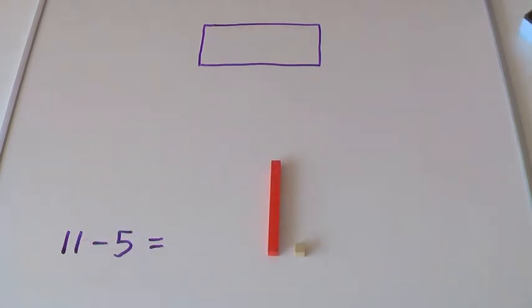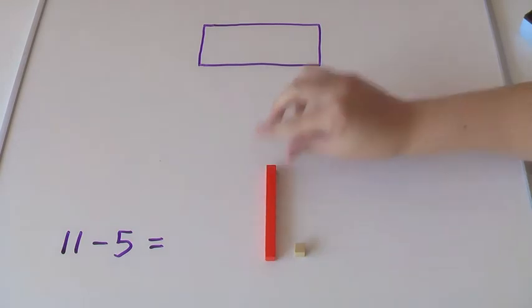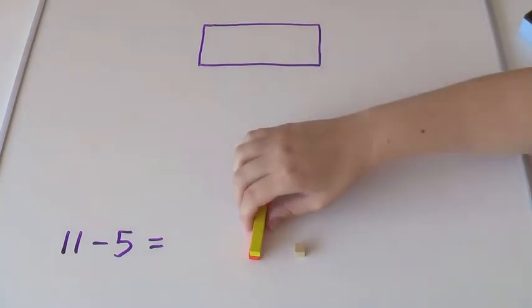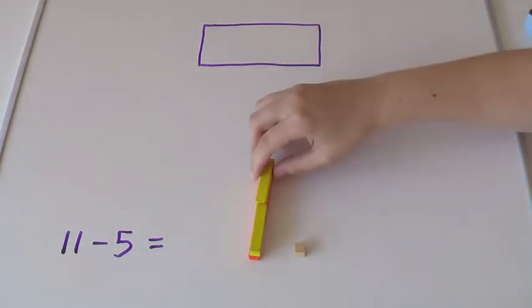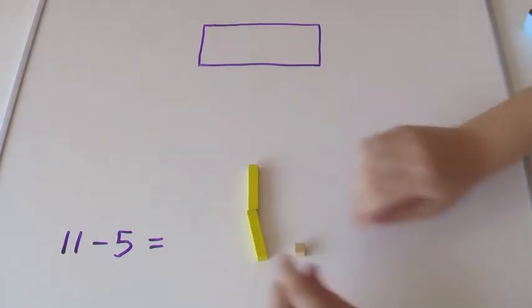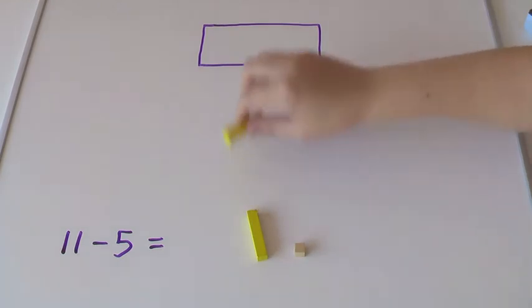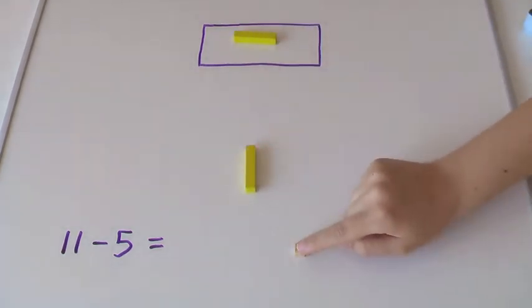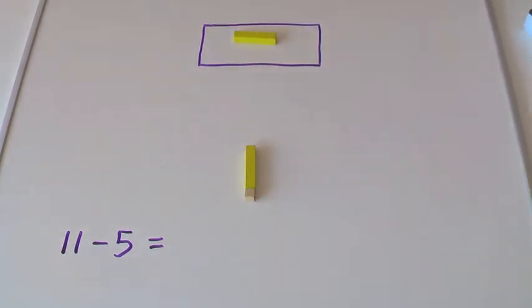All right, 11 minus 5. So let's take the 5 away from the 10. So we'll trade our 10 for 5 and 5. Do we still have 11? Yes, we do. Now we can do 10 minus 5 is 5. And 5 and 1 is 6.